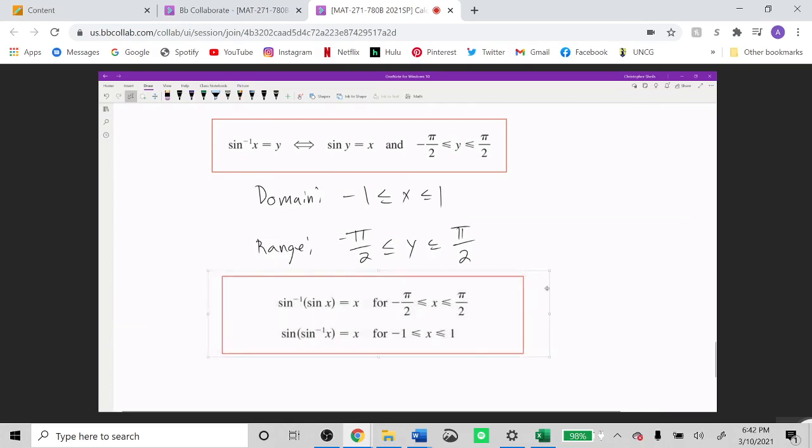And of course, the inverse sine function and the sine function cancel one another. If I take the inverse sine of a sine function and vice versa, they undo one another. Does that make sense? Yes. That's basically the idea of these cancellation equations.